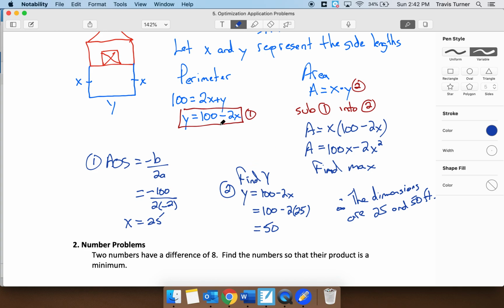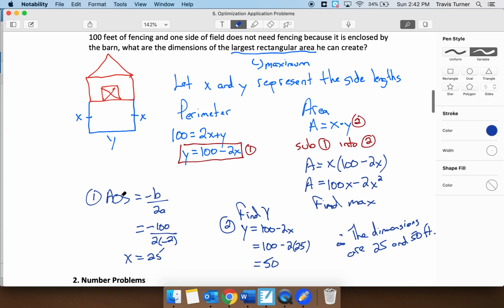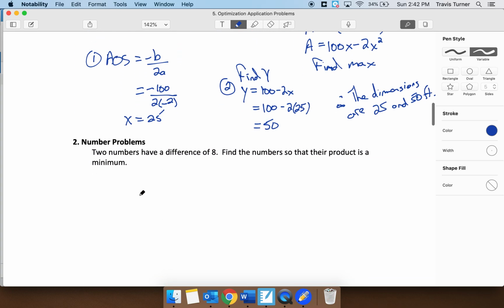And that's it. All of these questions that involve area and perimeter are going to be the same. You have to use both and take some sort of equation and sub it into the other one, and then use your axis of symmetry to figure it out.